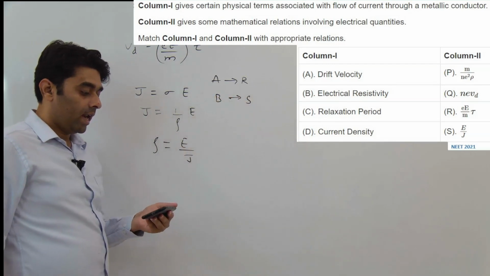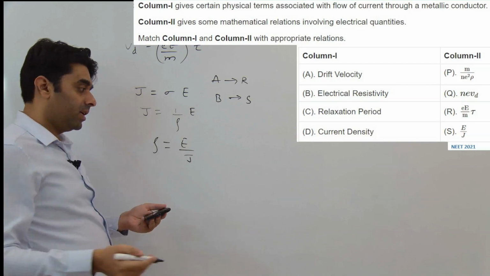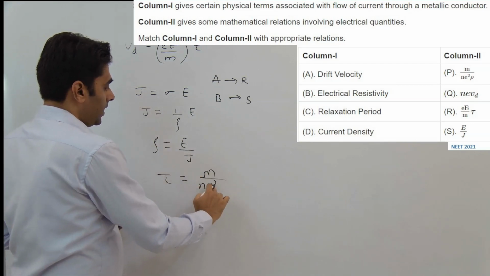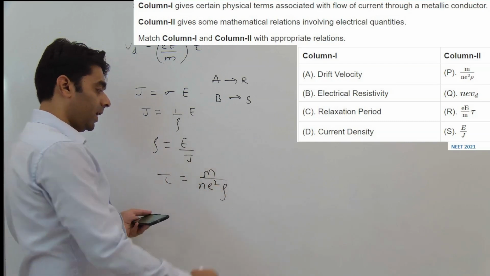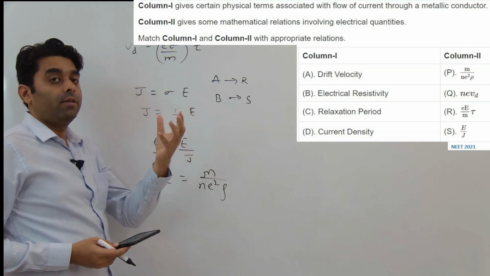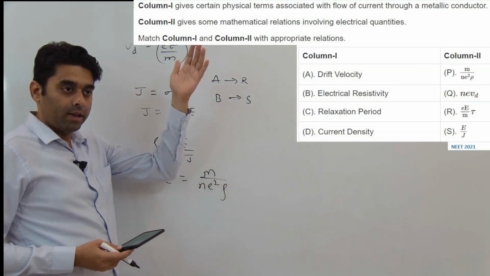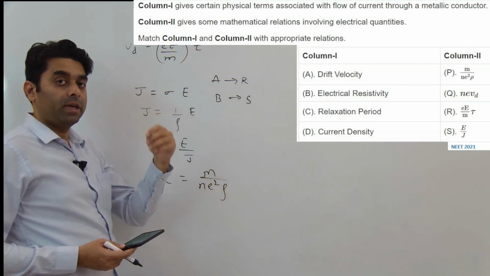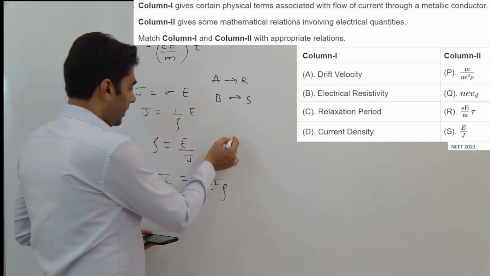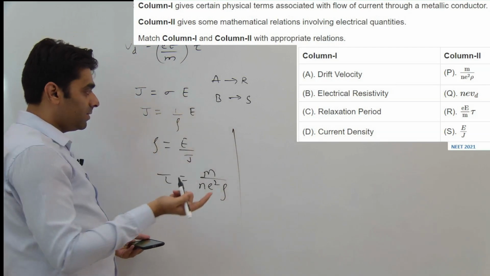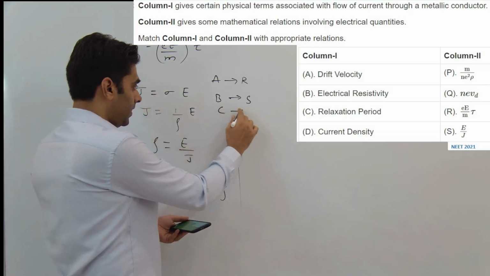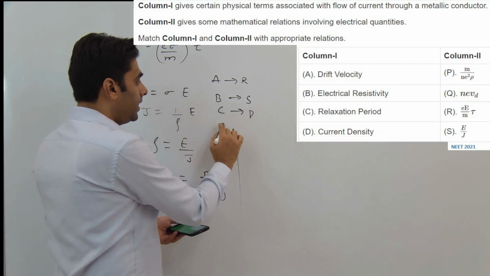Third is relaxation period. Relaxation period is tau, and tau is basically m by n e square rho. All these relations are factual relations. Obviously we derive many of them, but this is something that you should know, all these relations. Last is current density. Current density J is E by rho, but one more option is left, so C will be P and D is left.